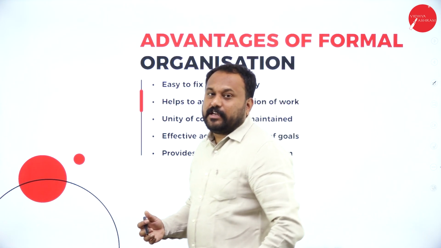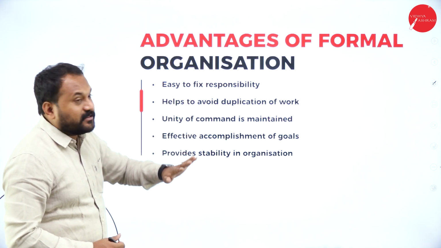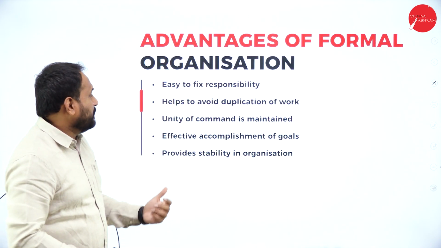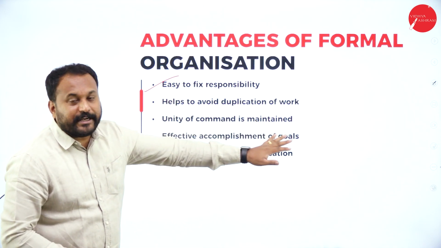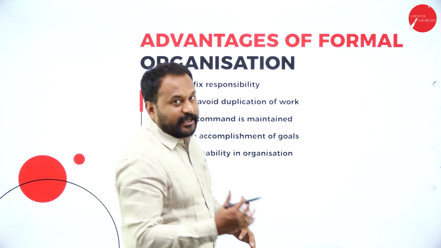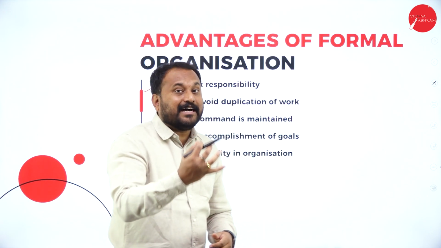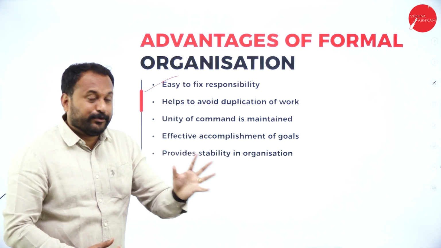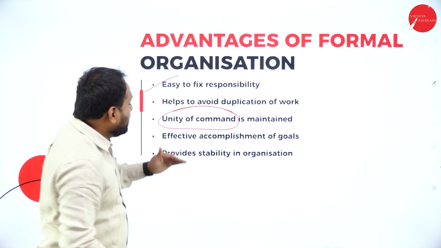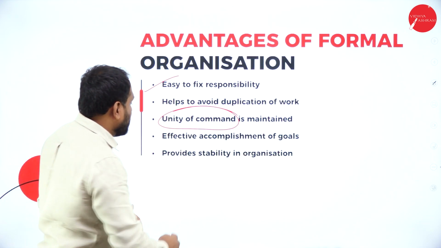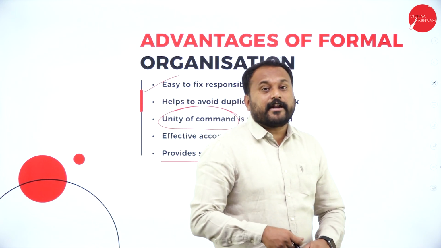So the next topic we have is the advantages of formal organizations. What are the advantages of a formal organization? The first one is that it is easy to fix responsibility and helps to avoid duplication of work. Why it helps to avoid duplication of work is, you are supposed to report to only one person, and what that one person says is only what you are supposed to do, so you don't have confusion. Unity of command is maintained. See, unity of command, one person, I told you. Effective accomplishment of goals, and it provides stability in the organization, because that is what the formal organization does.